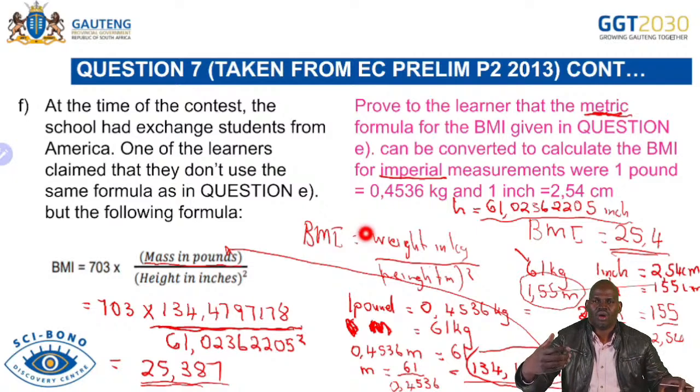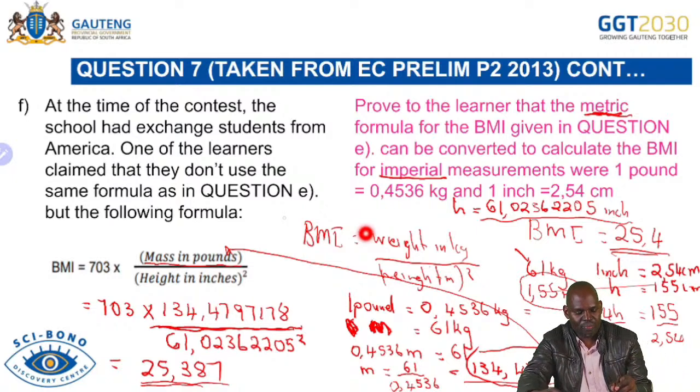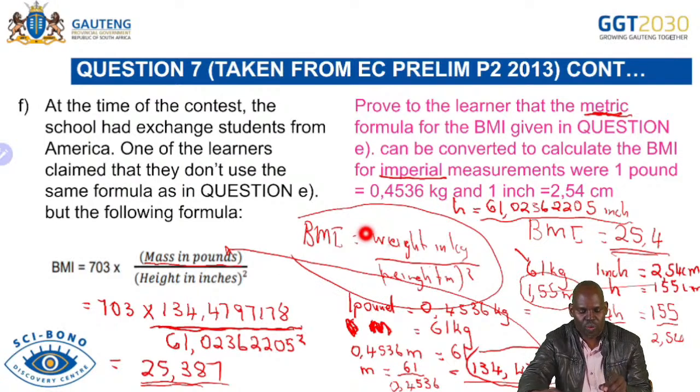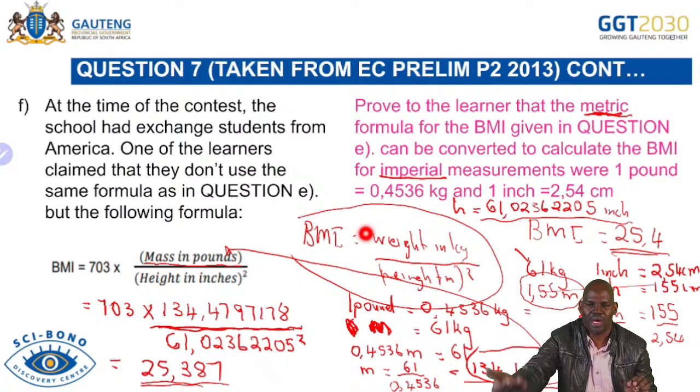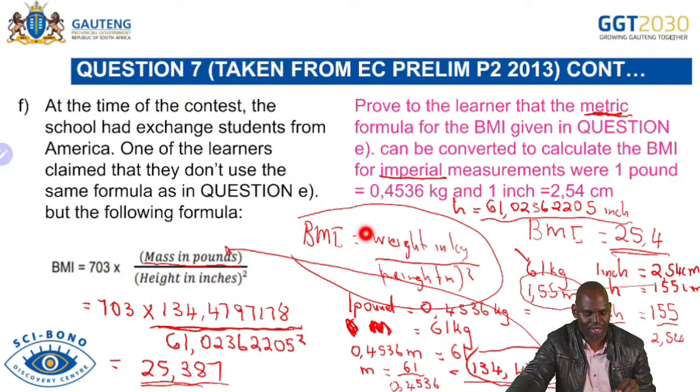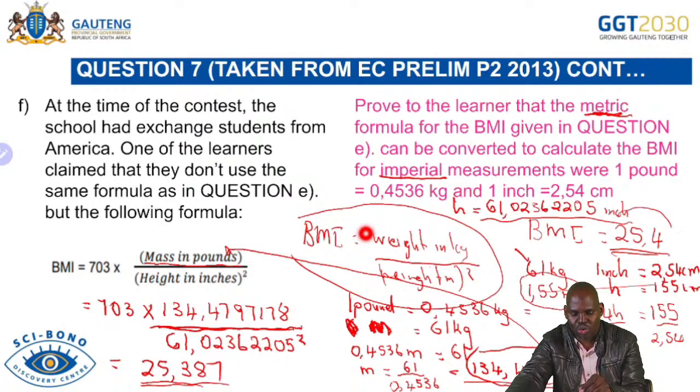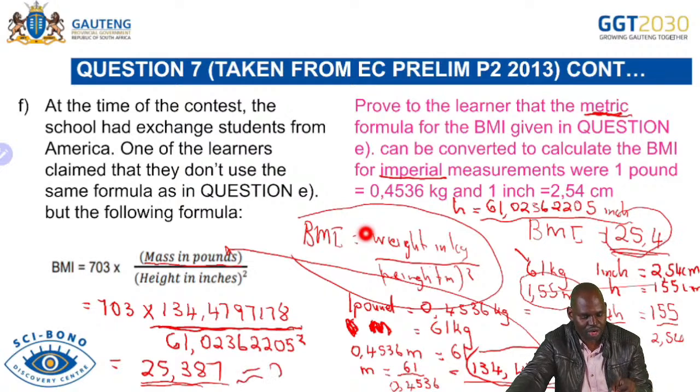So whether we are using BMI equals weight in kilograms over the height in meters squared, or we are using this formula, in the end the BMI is the same. So you can see that in this case I get 25.387, but the one that we calculated in the previous question is 25.4. Then we can see that when we round it off, we still get 25.4.